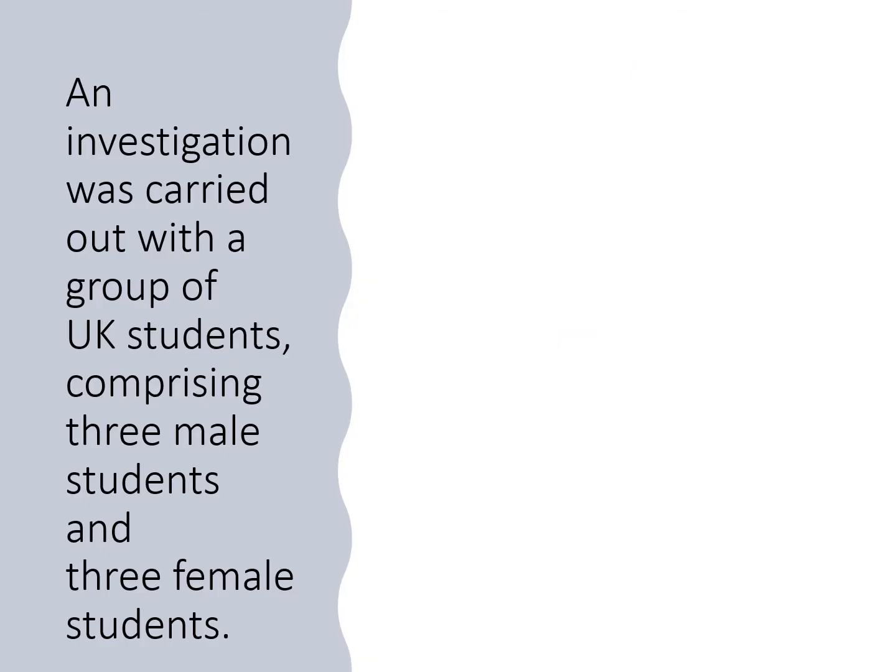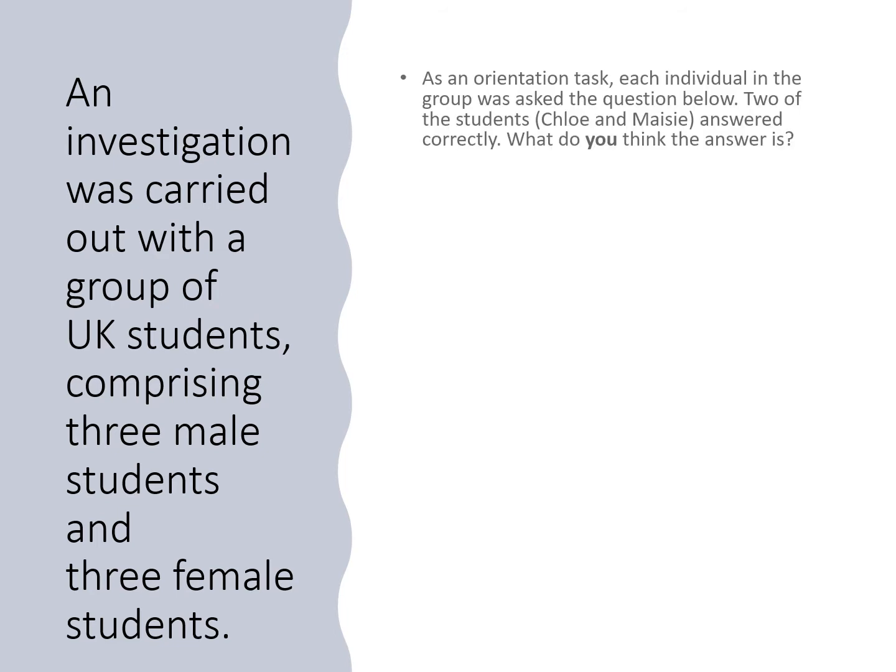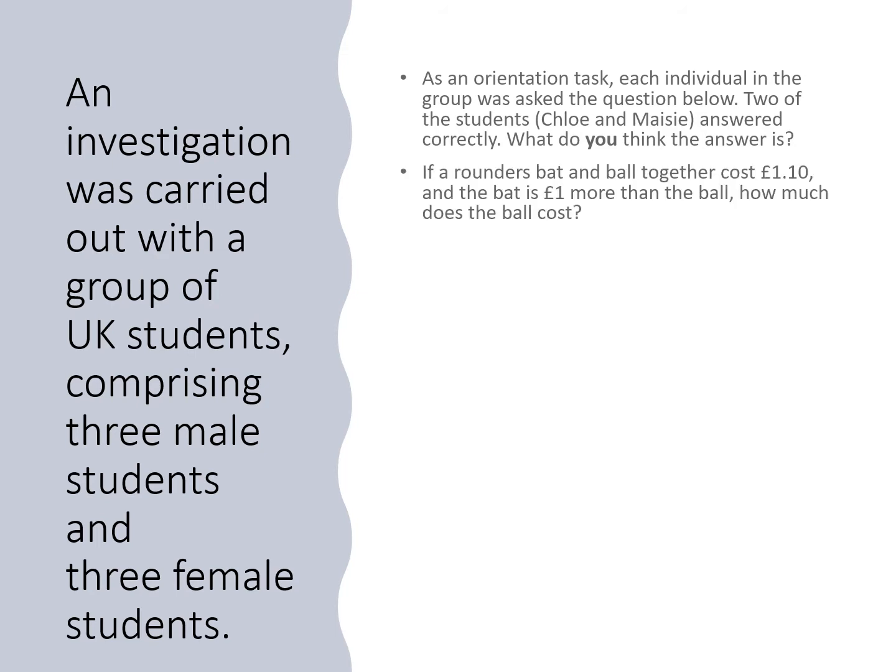Okay, before we do anything else, I want you to have a go at this. An investigation was carried out with a group of UK students comprising 3 male students and 3 female students. I want you to have a go at doing the same investigation. So as an orientation task, each individual in the group was asked the question below that I'm going to show you in a minute. 2 of the students, called Chloe and Maisie, answered correctly. What do you think the answer is?